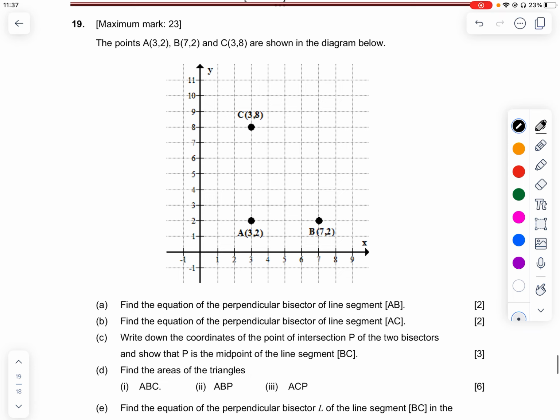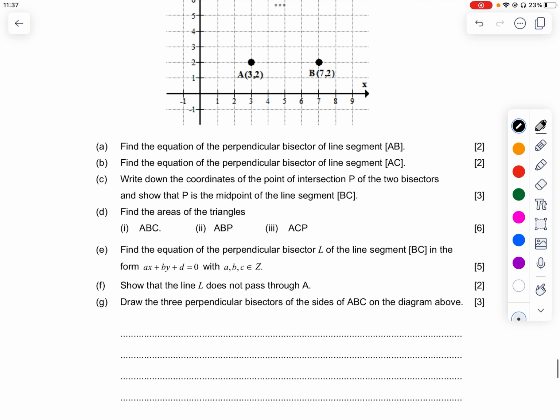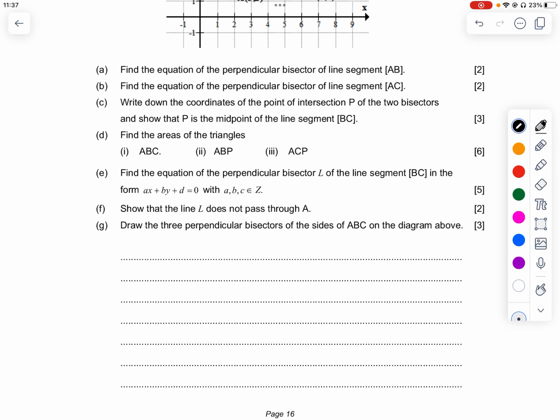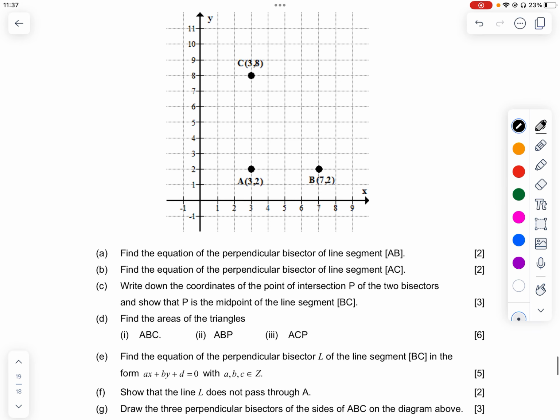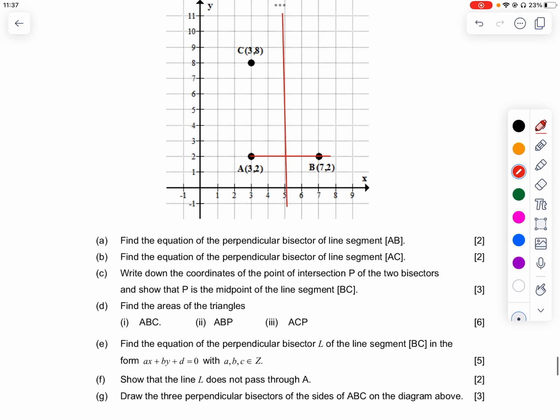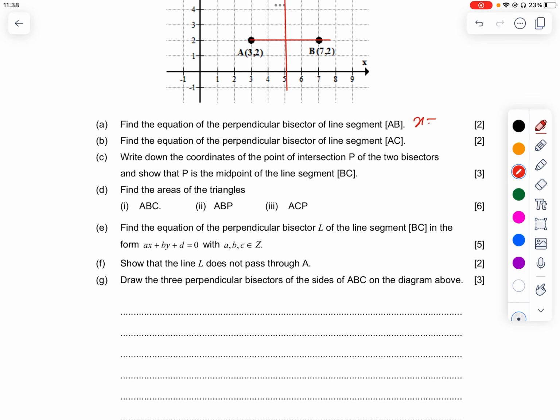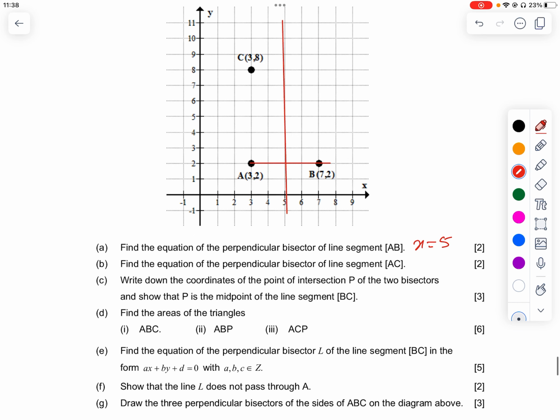Question number 19. Points A, B, C, with coordinates 3, 2, 7, 2 and 3, 8, are shown in the diagram. Find the equation of the perpendicular bisector for AB and the perpendicular bisector for AC. Perpendicular bisector for AB. AB is a horizontal line, so the perpendicular bisector will become a vertical line, which is x equals 5. For AC, AC is a vertical line, so its perpendicular bisector will be a horizontal line, which is y equals 5.